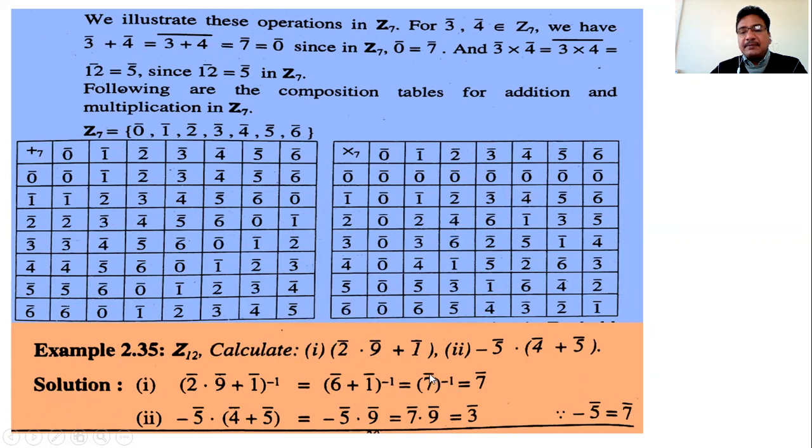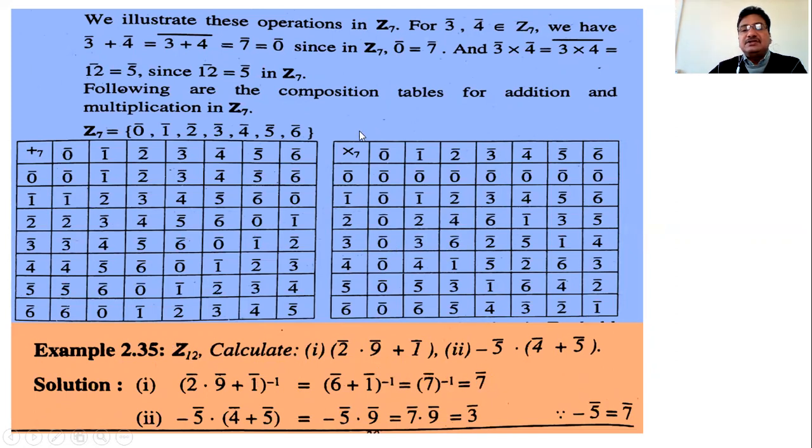Here is the problem: find the inverse of 7 bar in Z12. The inverse of 7 bar is 7 bar. Why? Because 7 bar into 7 bar is 49 bar, and 49 bar in Z12 is what? If you divide 49 by 12, what is the quotient? 12 fours are 48, and plus 1 is the remainder. So 7 bar into 7 bar is 1 bar. That's why the inverse of 7 bar is 7 bar here in Z12.